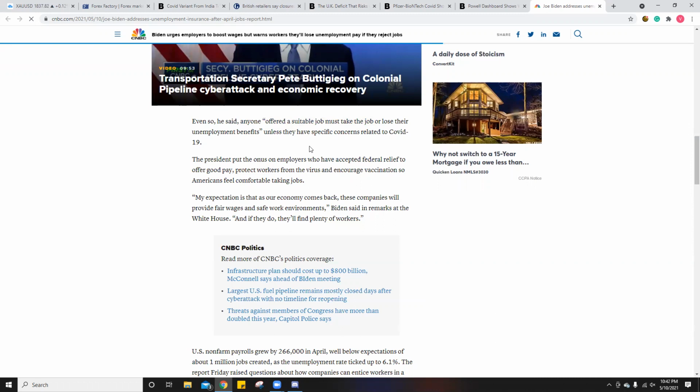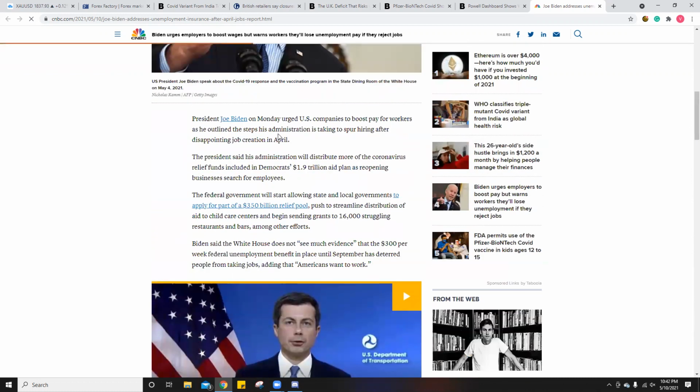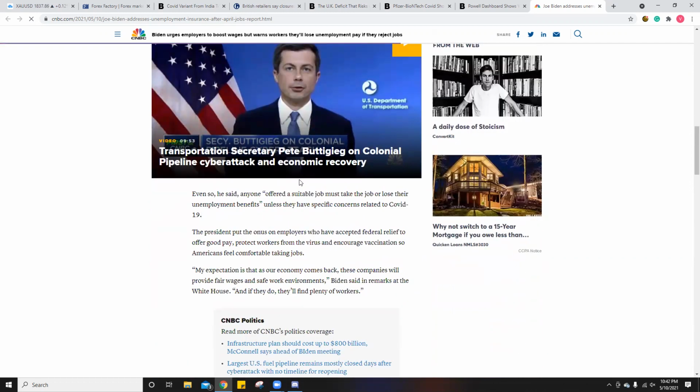Maybe they mean in terms of wages. So if you're getting minimum wage or above, and if you're able to do the job, maybe that's what he means by suitable. But I found that very interesting because they're not really giving people a choice. So they're telling US companies to increase your pay for workers, but they're also telling the workers that, well, if you're offered a job, then you kind of have to take it unless you want to lose your unemployment benefits.